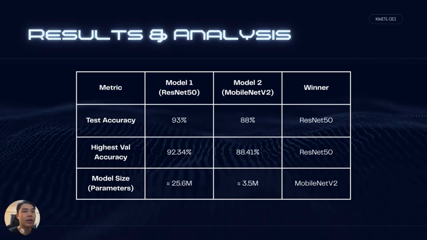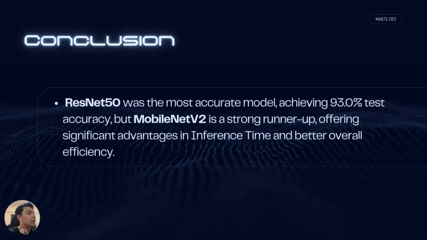However, the MobileNet V2 is much smaller, only 3.5 million parameters compared to the ResNet, which has 25.6 million. So it depends on the use case. Both models have strong points: ResNet for accuracy and MobileNet for speed. Now, next, moving on is our conclusion part.